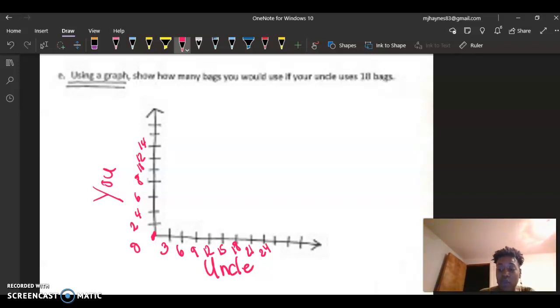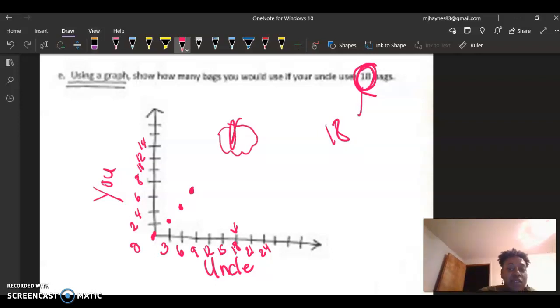Okay, so for every 3 bags uncle uses, I use 2. So here we go. 3 bags for uncle, 2 for you, put your point. Another 3 bags for uncle, 2 more for you. We're at 6, 4. Then we're going to be at 9, 6. And remember, they're asking about 18 bags. That says 18. So I want to know, if uncle is right here, where will I be over here? I'm going to be somewhere around here. But let's keep going.